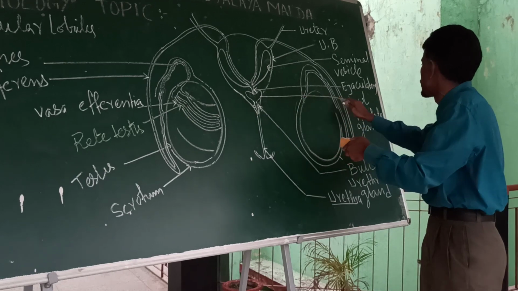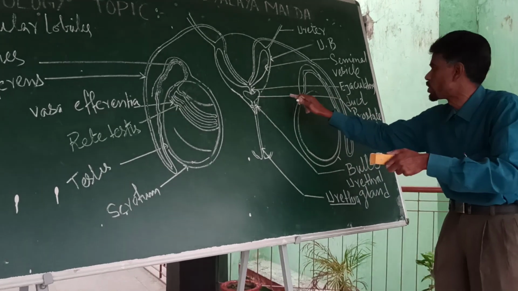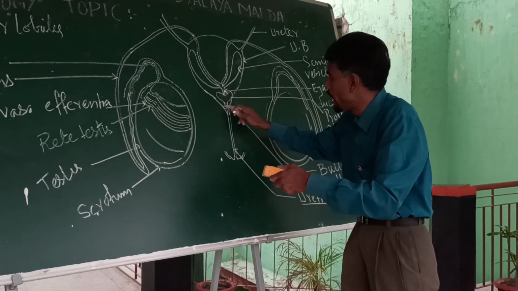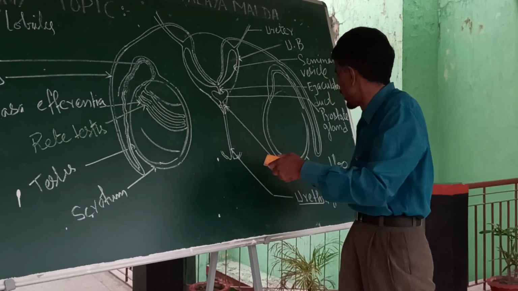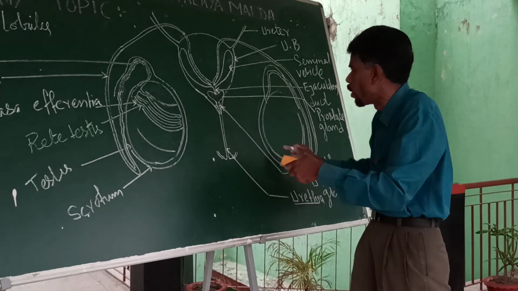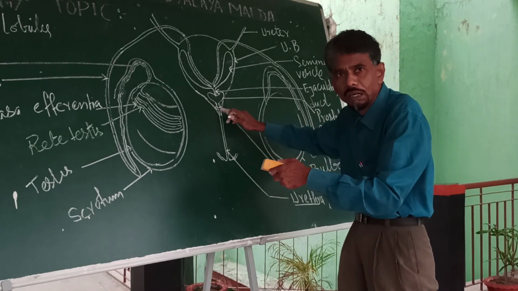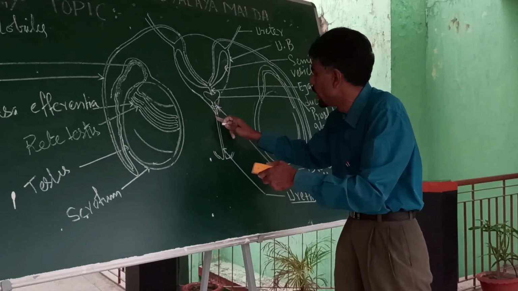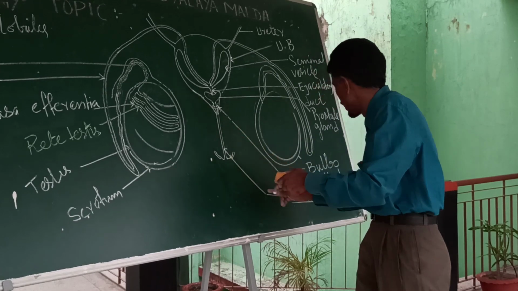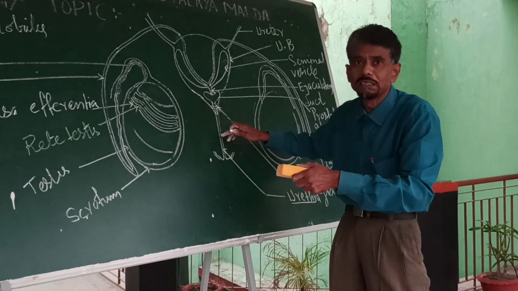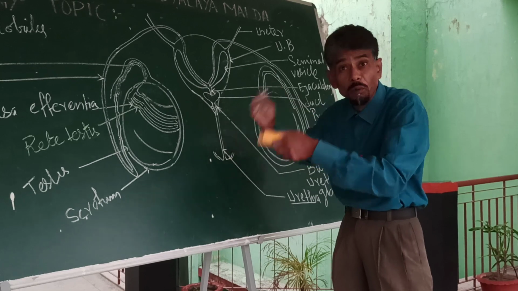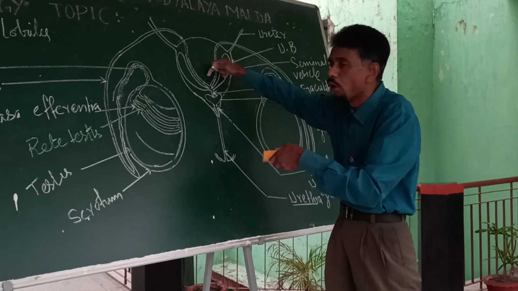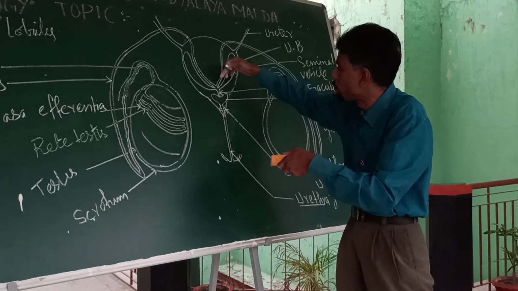This is the prostate gland. And further descending down, a pair of small glands called the bulbourethral glands also opens into the ejaculatory duct. Now the ejaculatory duct finally opens into a canal-like structure called the urethra. This urethra is the common canal for the passage of urine so formed and sperm so produced.